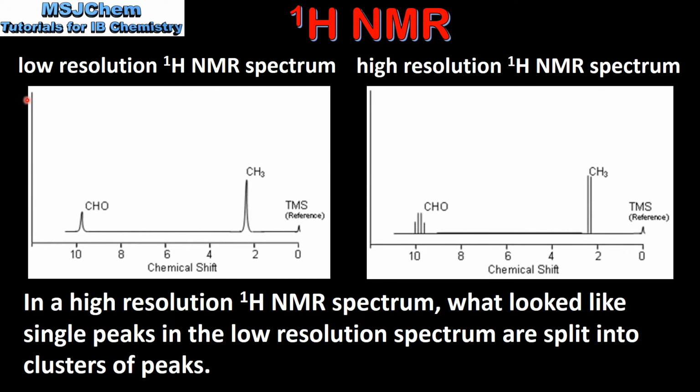We'll start with a comparison of low-resolution and high-resolution H1 NMR spectra. On the left, we have a low-resolution spectrum. On the right, we have a high-resolution spectrum. In a high-resolution spectrum, what looked like single peaks in the low-resolution spectrum are split into clusters of peaks. For example, this peak here in the low-resolution spectrum is split into 4 peaks in the high-resolution spectrum. And this peak in the low-resolution spectrum is split into 2 peaks in the high-resolution spectrum.